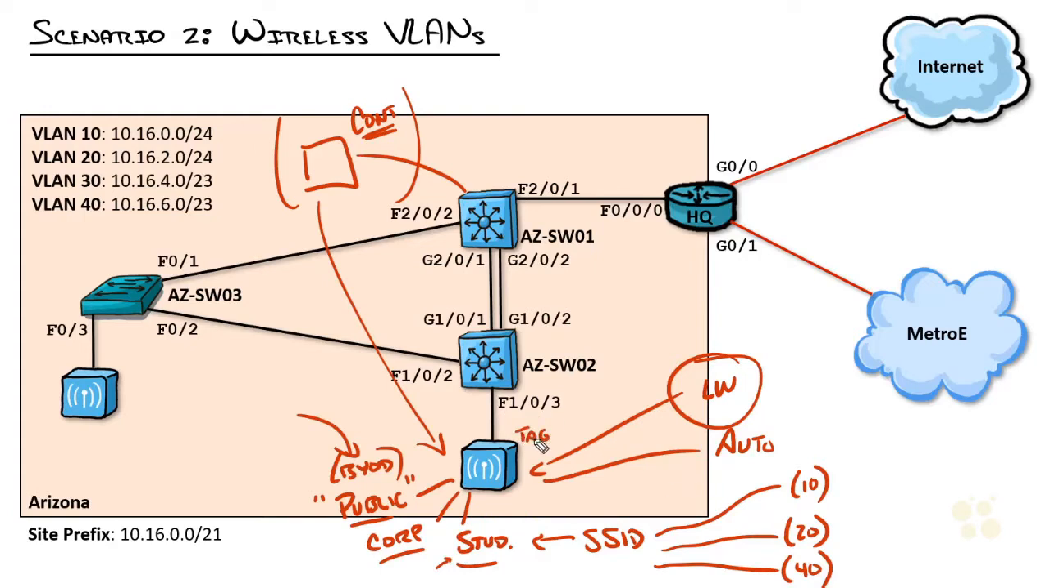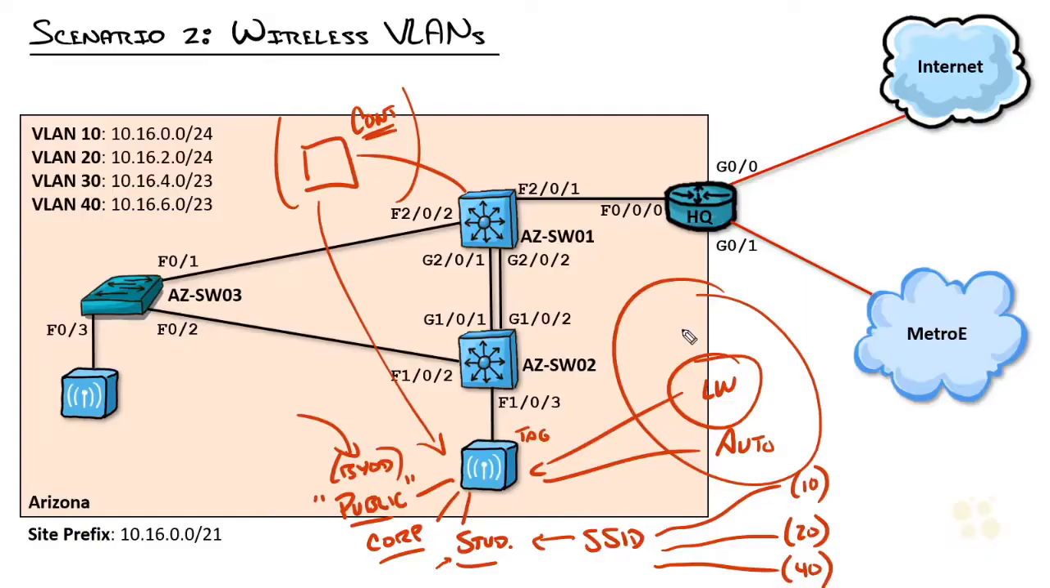Now, the reason I brought this whole thing up, the lightweight and the autonomous access point, is that where that tagging is done is dependent on the kind of wireless access model that you're using. If you're using autonomous wireless access points, then the tagging will be done right here between the switch and the wireless access point. So your trunk configuration will happen right there. If you're using lightweight wireless access, I said autonomous, right? So if this is autonomous, this is where your tag happens.